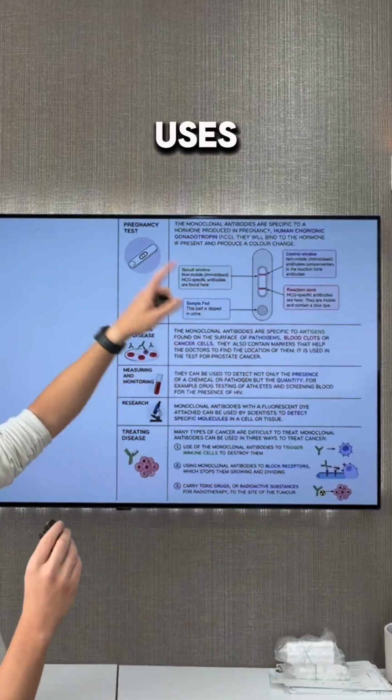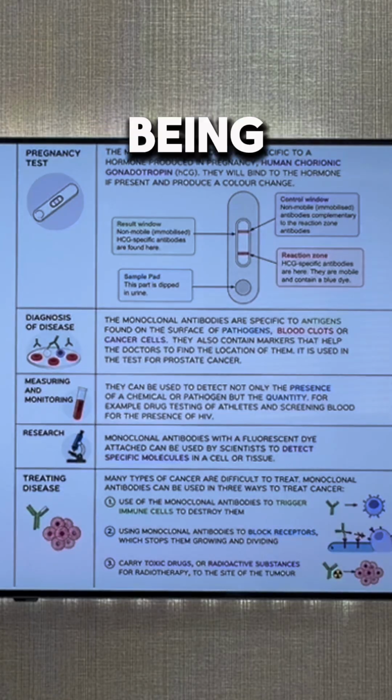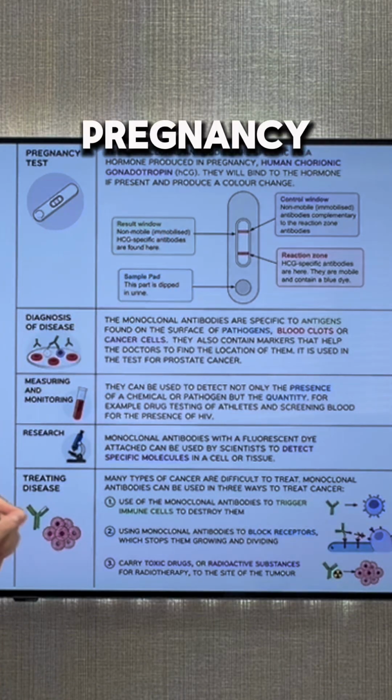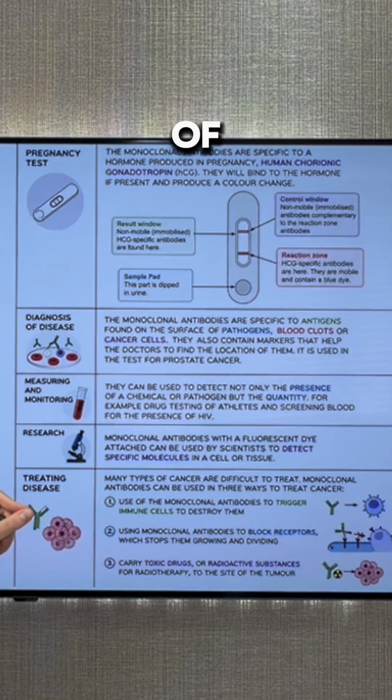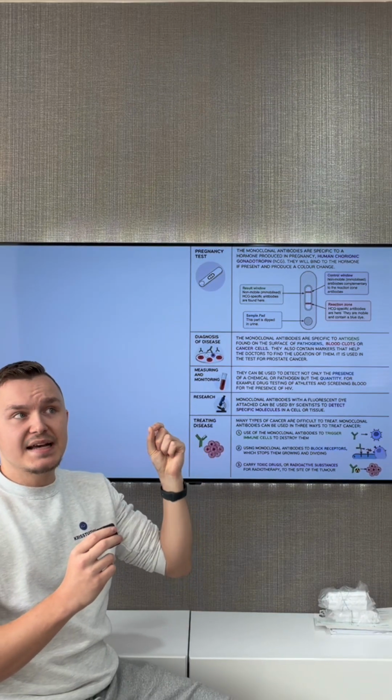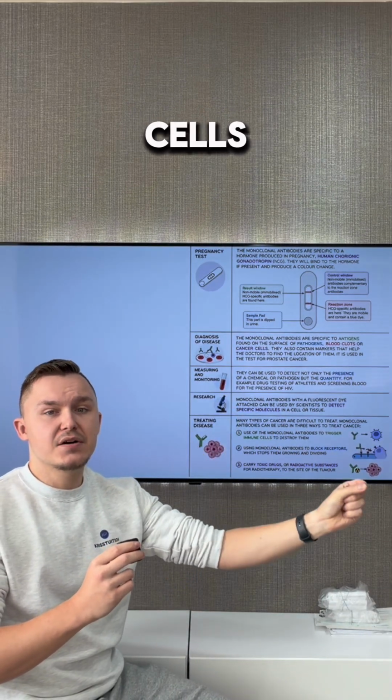And here are some of the main uses of monoclonal antibodies, pregnancy tests being one of them, where the monoclonal antibodies bind to the HCG, which is the pregnancy hormone. We've got diagnosis of disease, we've got research, and we've got treatment of disease, where the monoclonal antibodies attack the specific disease cells, the pathogens.